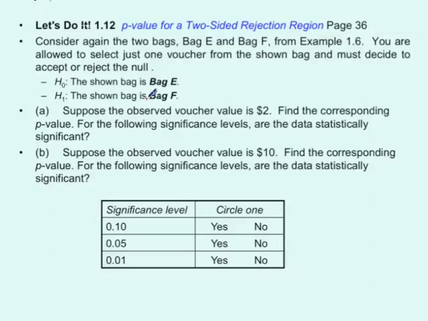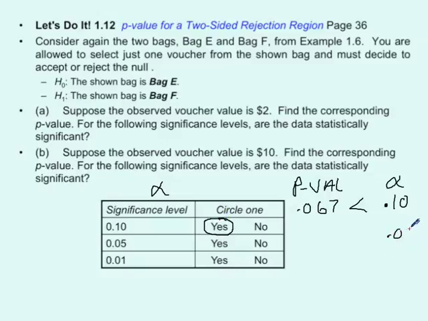Let's go back to the table again. Remember, these are alphas. Let's take our corresponding p-value and alpha, and compare them. We got a p-value of 0.067, and we got an alpha of 0.10, or 10%. So 6.7% compared to 10%, we got a less than there. What does that tell you? Whenever the p-value is less than alpha, then the data are statistically significant, and we reject the null hypothesis. So in this case, yes, this is statistically significant. On the other hand, take a look at 0.05 and 0.01, and we know in both these cases it will be no.